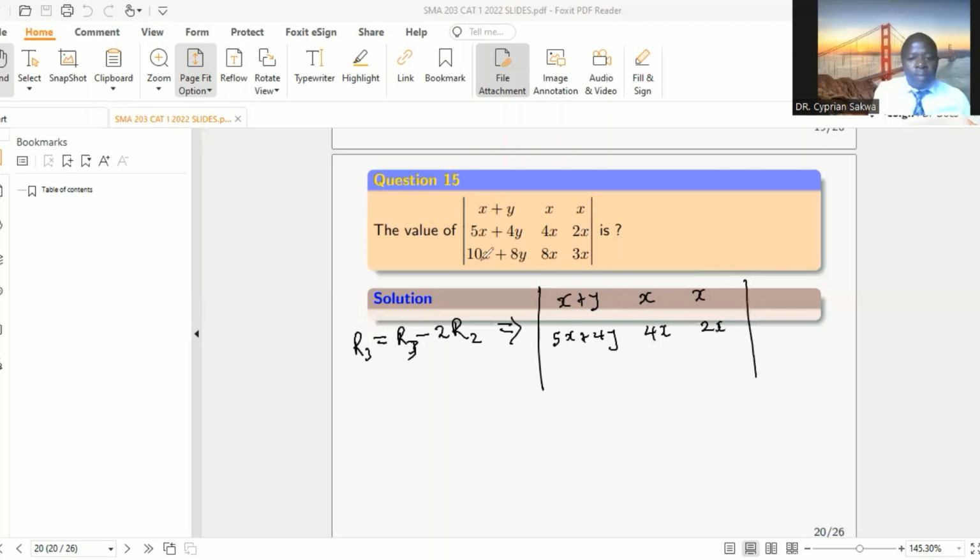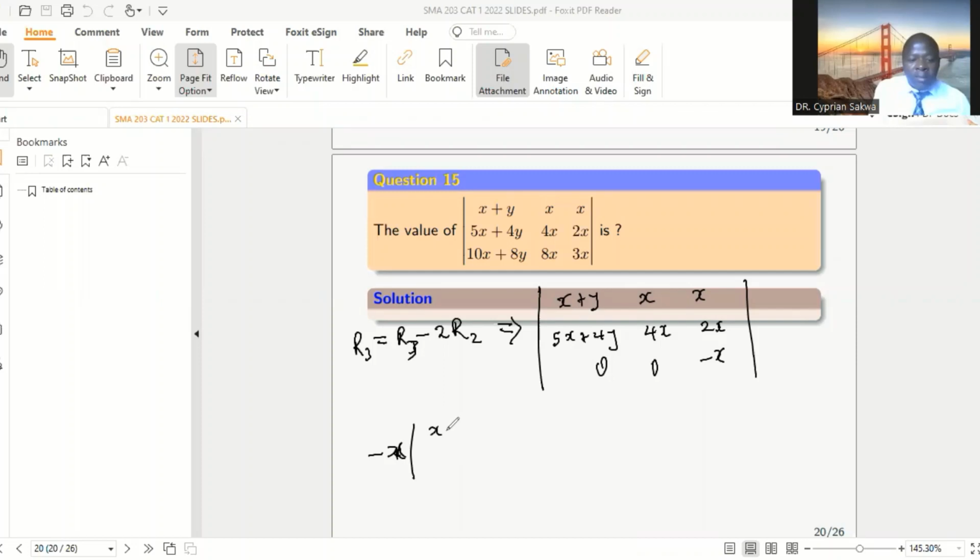But I've multiplied row 2 by 2 and subtracted the result from row 3. So this by 2, subtract from this, you have 0. This by 2, subtract from this, you have 0. This by 2, subtract from this, you have negative x. So this is plus, minus, plus, minus, plus. So it's negative x into the determinant of the matrix that remains when I delete the row of negative x and the column of negative x.